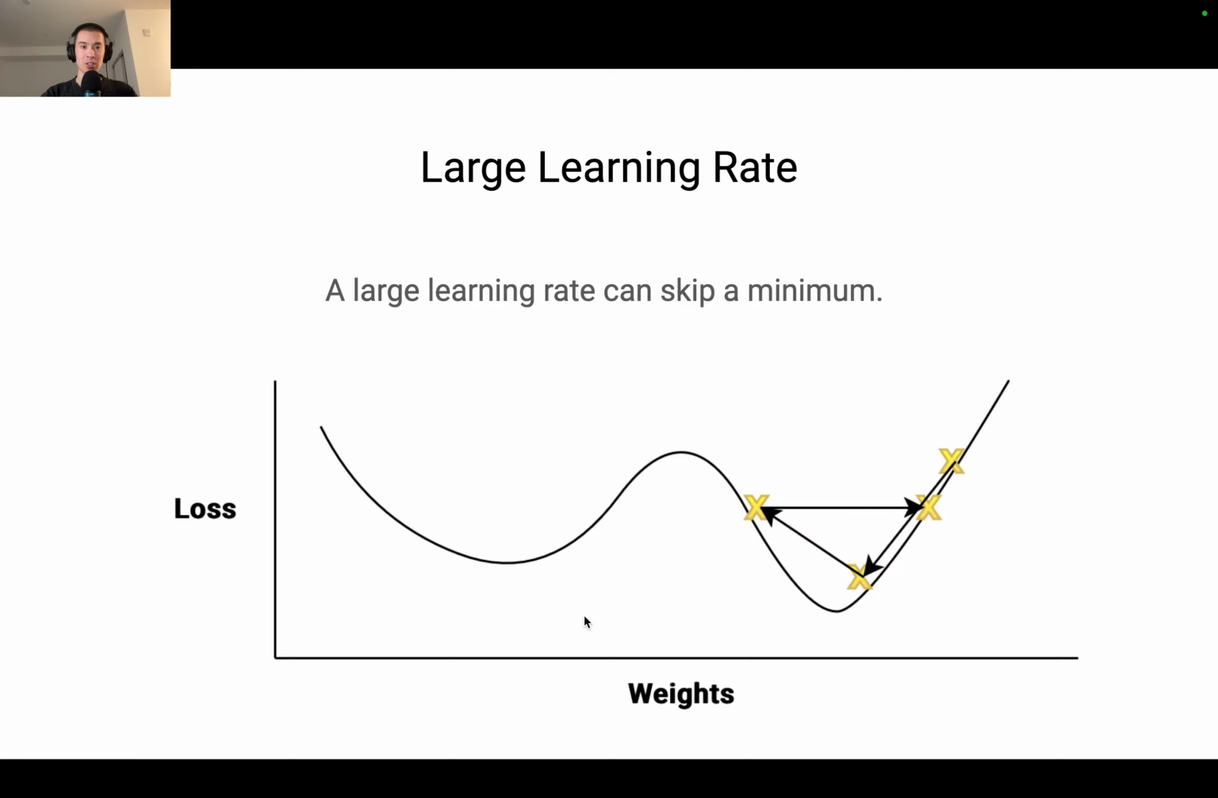What happens with a large learning rate, or if our learning rate is too big or too large? A large learning rate can skip a minimum entirely. So here we decrease the weight values or go to the left and the loss gets smaller and smaller. And ideally we want to hit this point. But here, instead of going to the left or decreasing the weights by a little bit, it goes too far to the left because of the large learning rate and misses the minimum.